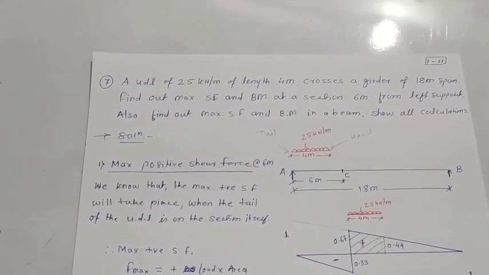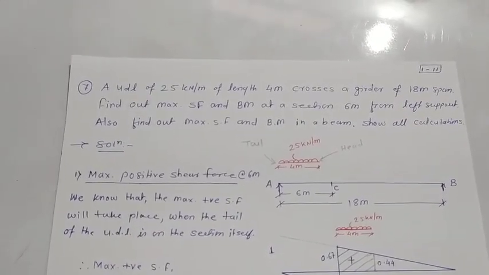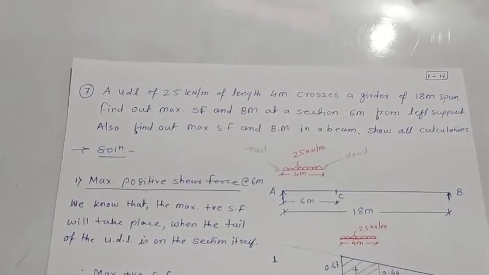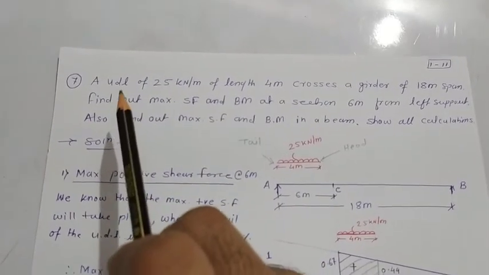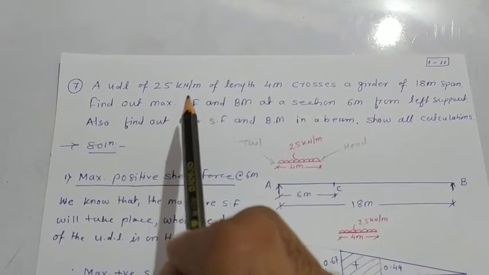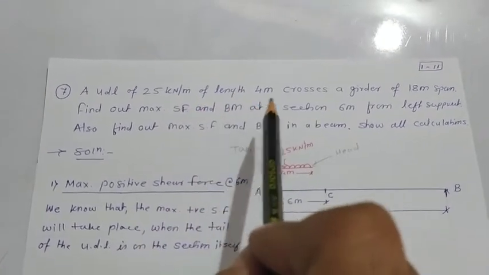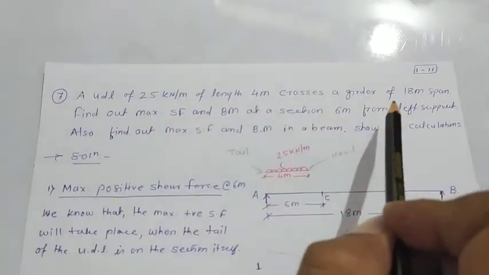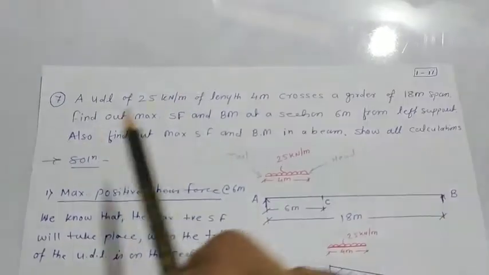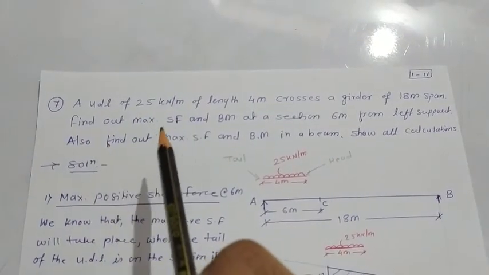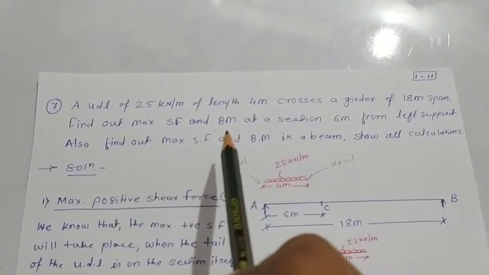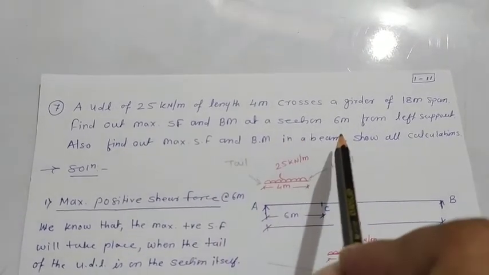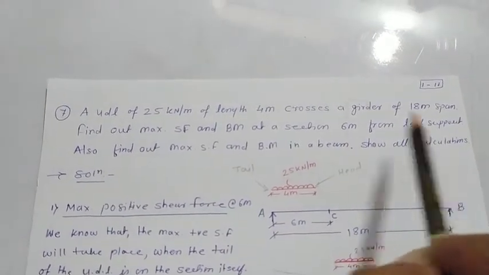Hello there. This one is the seventh problem of ILD. So this one is the statement. A UDL of 25 kN per meter of length 4 meter crosses a girder of 18 meter span. So find out the maximum shear force and bending moment at a section 6 meter from left support.